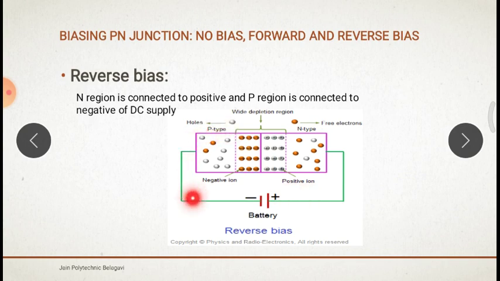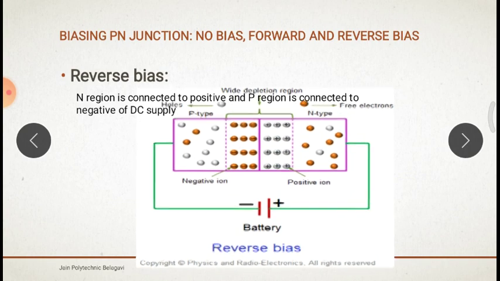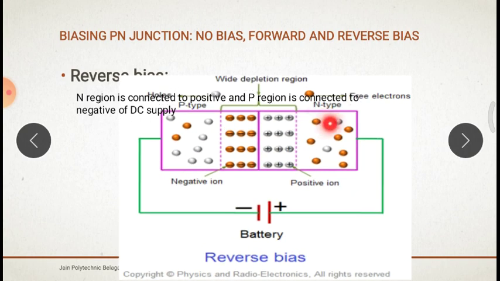N region is connected to the positive and P region is connected to the negative of the DC supply. It's called the reverse bias condition. See, we can see here, if electrons are there and here positive charge, means obviously here is the attraction, not inside the junction or inside the diode, it is outside of that. So electrons whatever are there are repelling from the positive supply, and holes whatever are there are repelling from the negative supply. But here holes are the minority charge carriers, whatever are those, so will try to cross this junction.